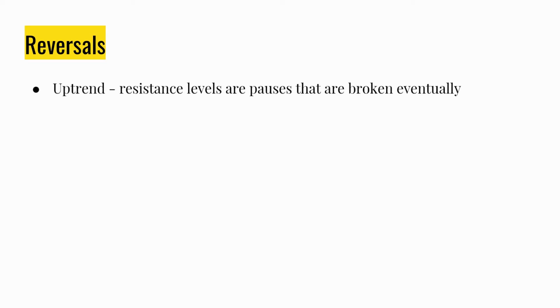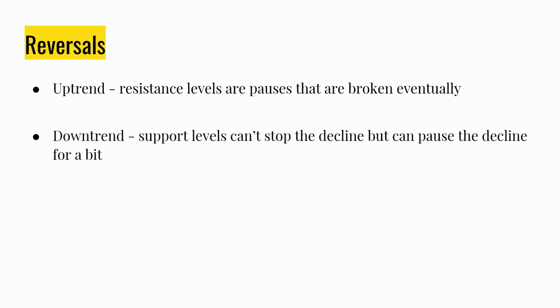So, in the start of an uptrend or near the end of the downtrend, reversals happen when the resistance levels are broken. By broken, I mean that the price will be hovering around the resistance level, but the price will eventually crack through and fly upwards. In the start of a downtrend or near the end of an uptrend, reversals happen when the price breaks through the support level. This means that the support level can't stop the huge selling pressure, causing the price to dip below the support level.